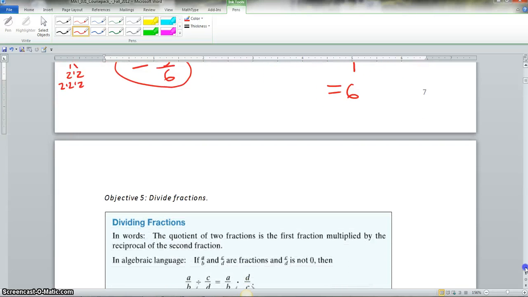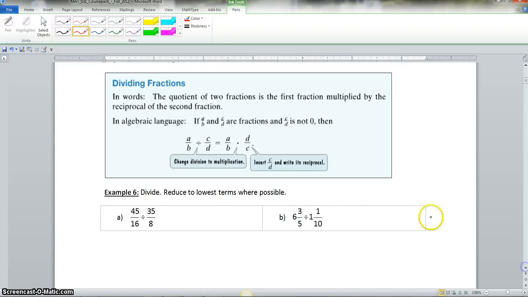Okay, now we scroll down here to dividing fractions. Dividing fractions have the same principle, except you would change your division sign to multiplication and take the reciprocal of the second fraction, or as some of you may have learned, flip over the second fraction.